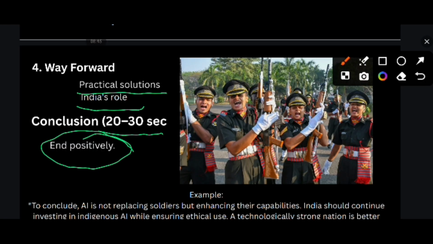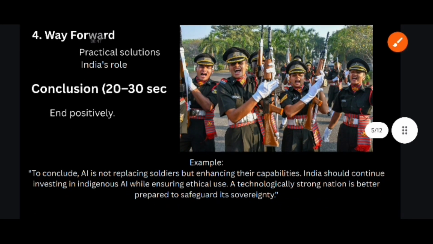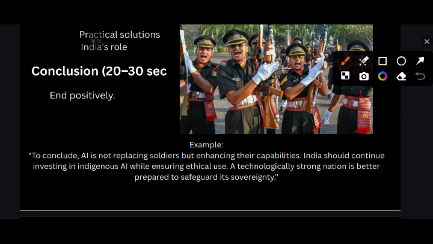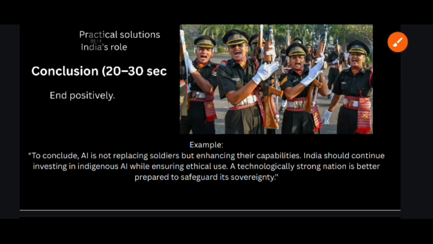So how should our ending or conclusion look? To conclude, AI is not replacing soldiers but enhancing their capabilities. India should continue investing in indigenous AI while ensuring ethical use. A technologically strong nation is better prepared to safeguard its sovereignty. Okay, got it? I hope you got the basic structure idea of a lecture.